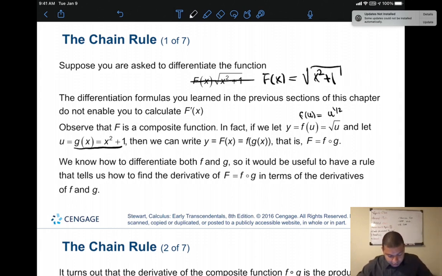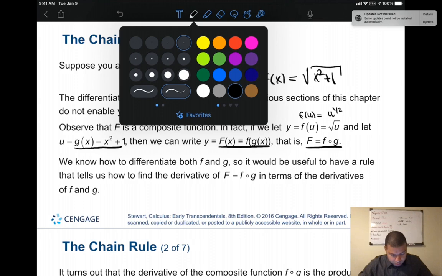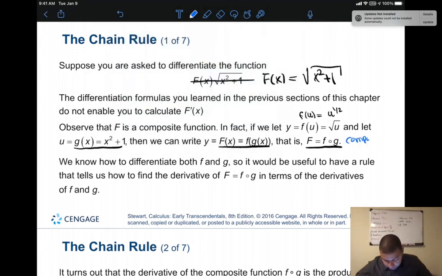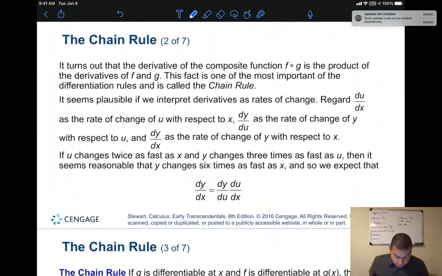And that's the issue. Big F is the composition, f composed with g, right? Remember composition. Let me write in blue so that you remember that's the composition, from Math 141, Pre-calculus 1. So there is a composition that we don't know how to differentiate, but we know how to differentiate both little f and little g, but we don't know how to differentiate big F. So the chain rule is going to let us do that. It's going to let us find the derivative of a composition given the derivatives of little f and little g.